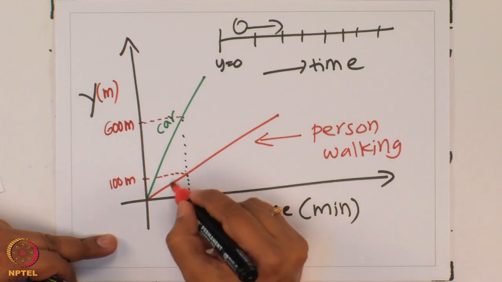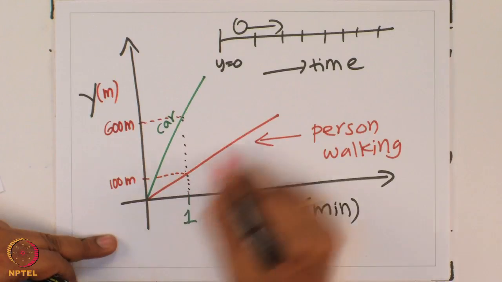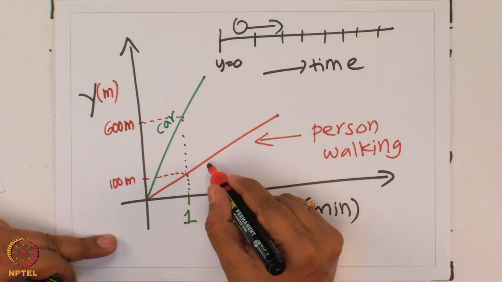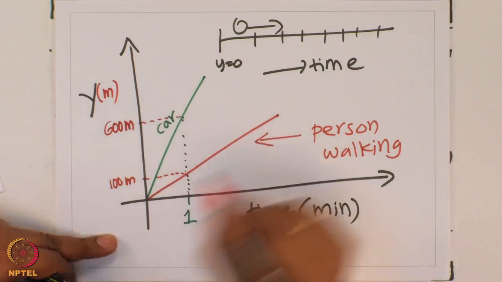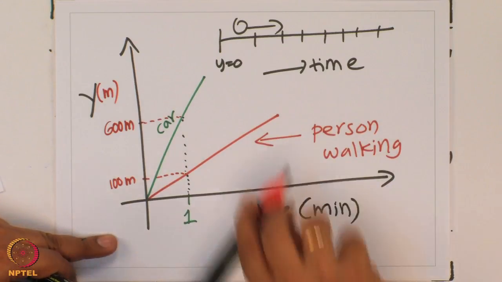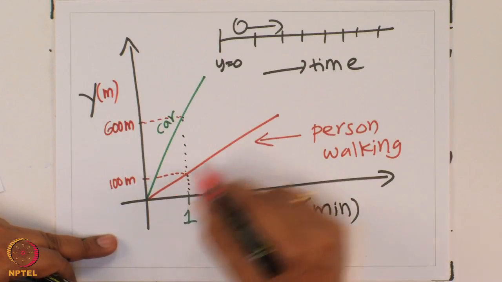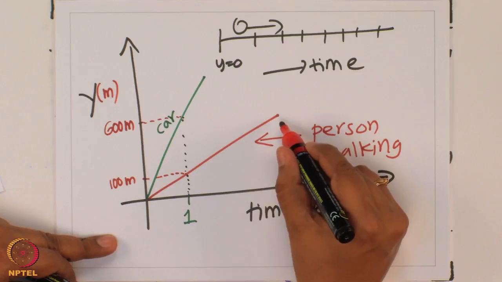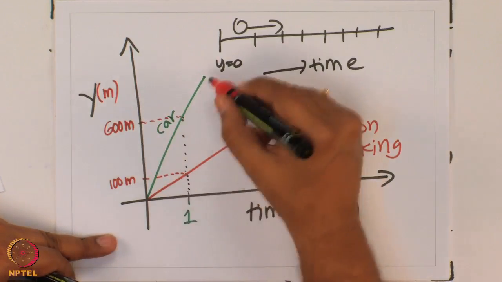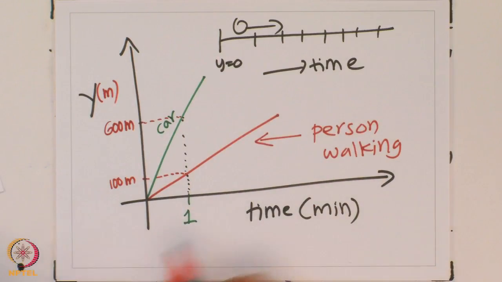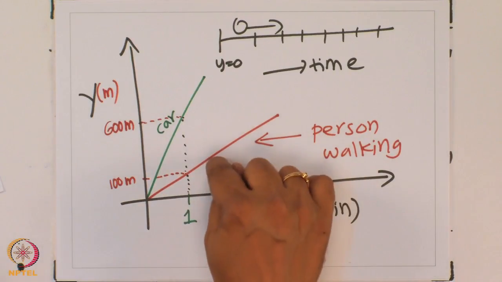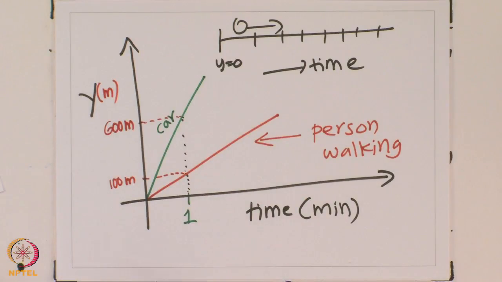So this tells us that the red curve has a smaller slope than the green curve. This is a smaller slope, this is a larger slope. And this also tells us that the red curve represents a slow moving object, a person, while the green curve represents a fast moving object. So if you now want to say that this is slow moving and this is fast moving, we have to make use of this idea of derivative.